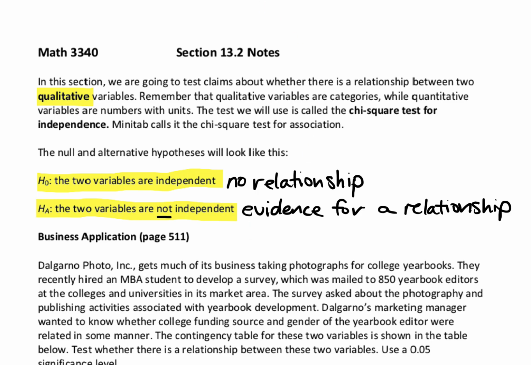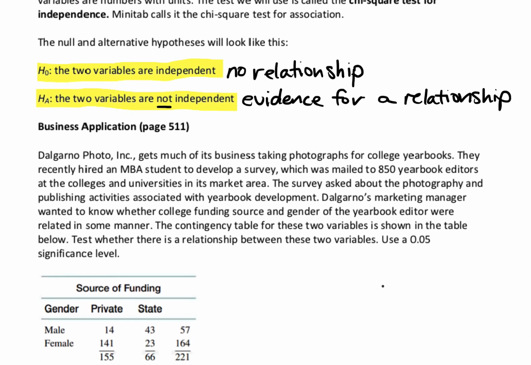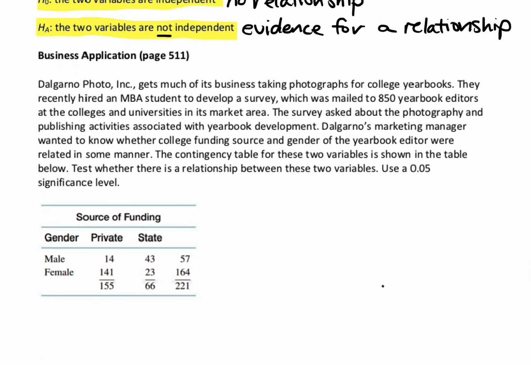So let's look at an example. We have this situation where we have a business that takes photographs for college yearbooks, and they're developing a survey. And the survey is asking about photography and publishing activities associated with yearbook development. They want to know whether college funding source and gender of the yearbook editor are related in some manner. So they're asking about the gender of the yearbook editor, and they're asking about whether the university is a private or state university. And then they're putting the data together into this contingency table.